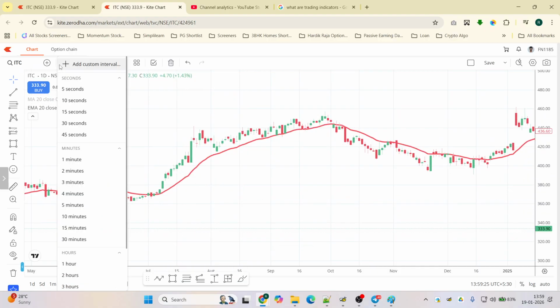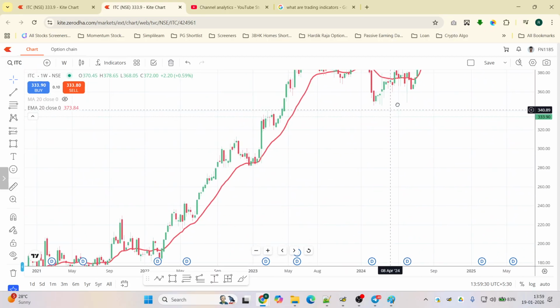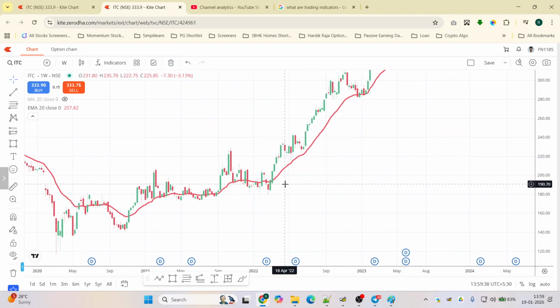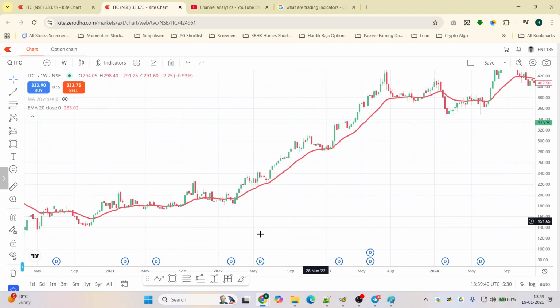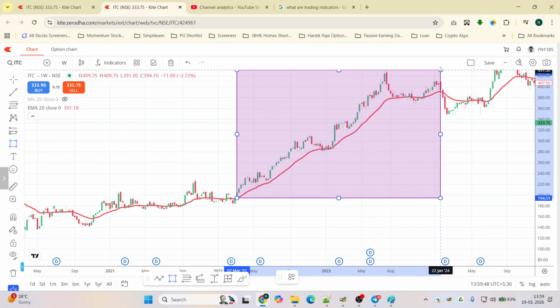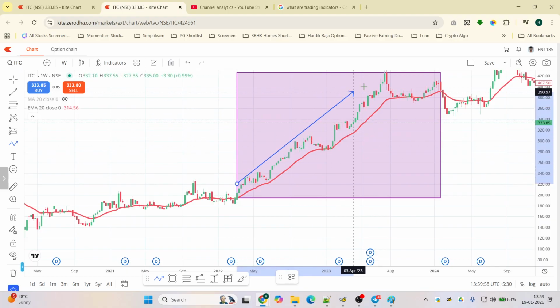Just for a better understanding, I'm changing it to a weekly time frame. Now only the exponential moving average is enabled. I have hidden the simple moving average. So now, can you see here? Let me just draw a box. From this point onwards, all the entire candle is above the moving average, correct?